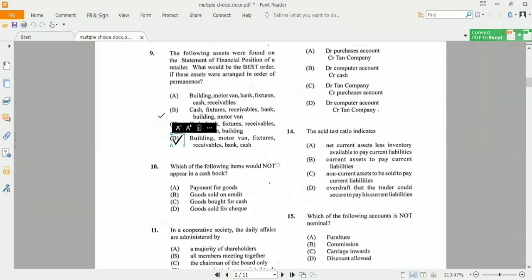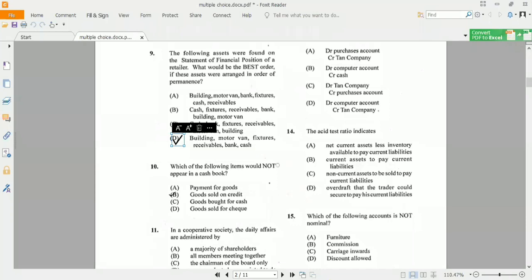Excellent. So we're looking for the one that would not be recorded in the cash book, and the not there is in caps. So therefore, would we say payment for goods would go in the cash book? We made a payment. Would that go in the cash book? Yes. Good. Goods sold on credit. No, because no payment was made, and there wasn't any receipt because the goods were sold on credit.